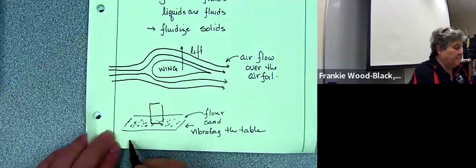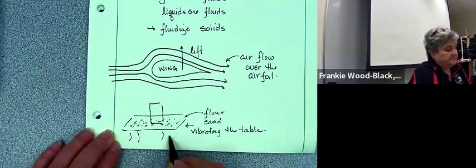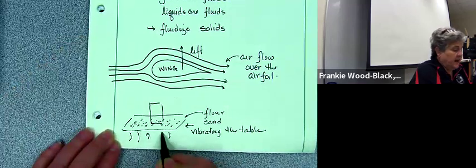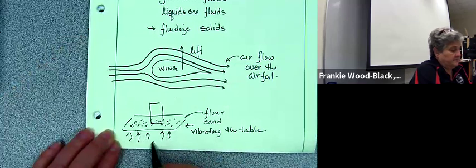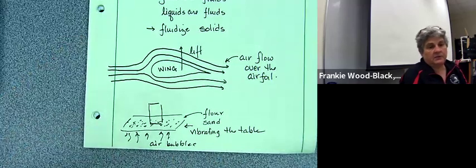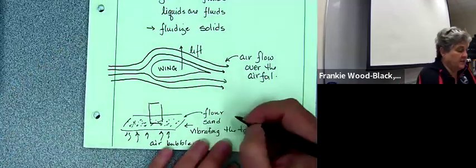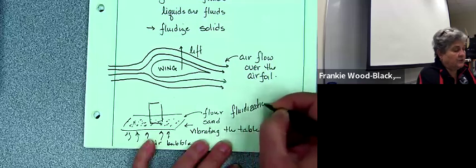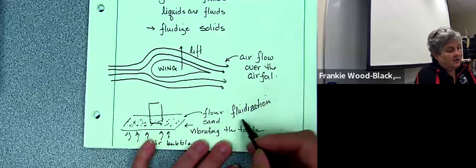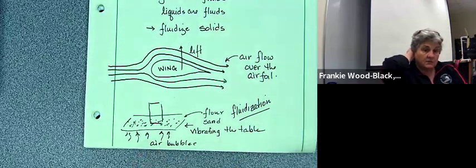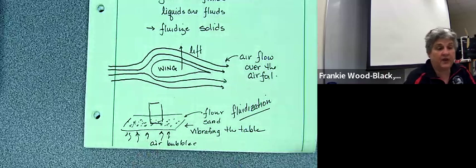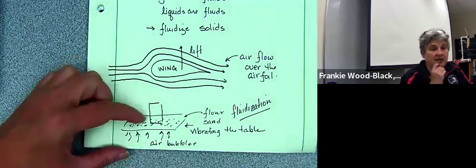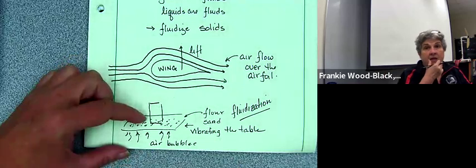The other way I can do that is I can bubble air through it. I can send air bubbling through it, and my block will disappear. And this is fluidization. We actually use this to do chemical reactions. We do this to help move things. We do this to help put pilings into the ground in some cases.